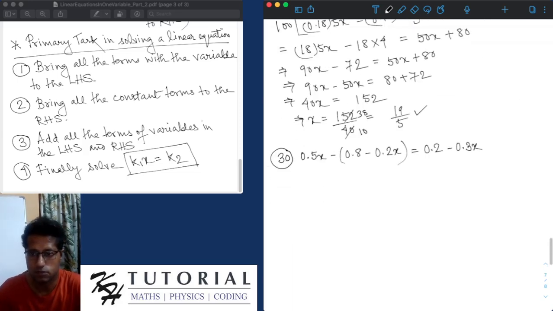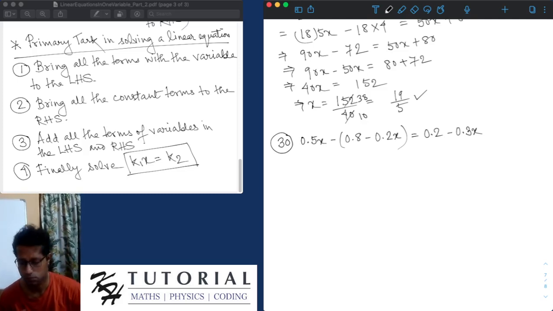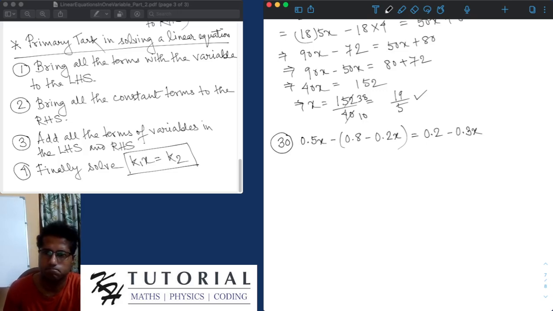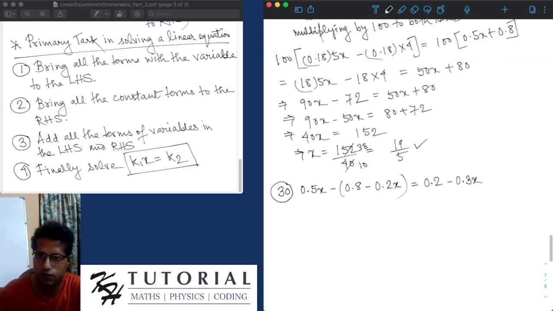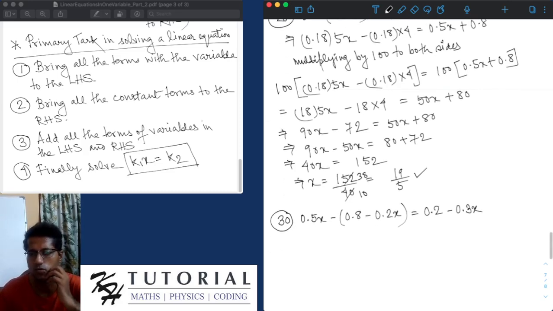Okay, let's do another problem with decimal numbers, where the coefficient of x is also decimal. Now in this example we see all the decimal numbers, that is the decimal constants and the coefficients of the variable terms, all have decimal places of 1. So I would like to multiply. Now if you are comfortable with the addition and subtraction of decimal numbers, then you can do it in a straightforward way.